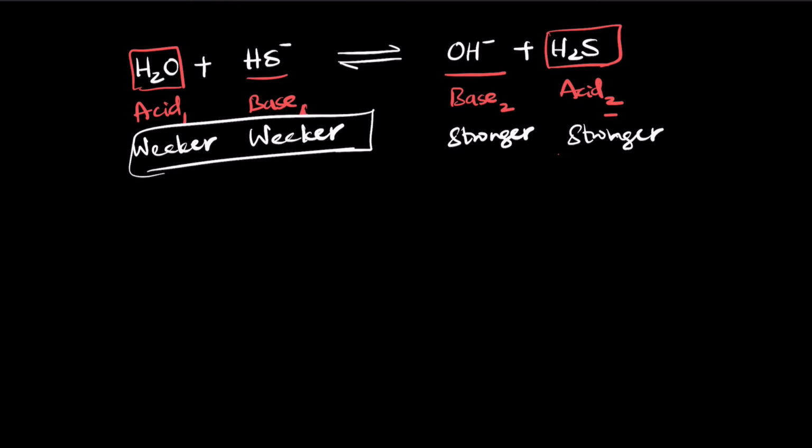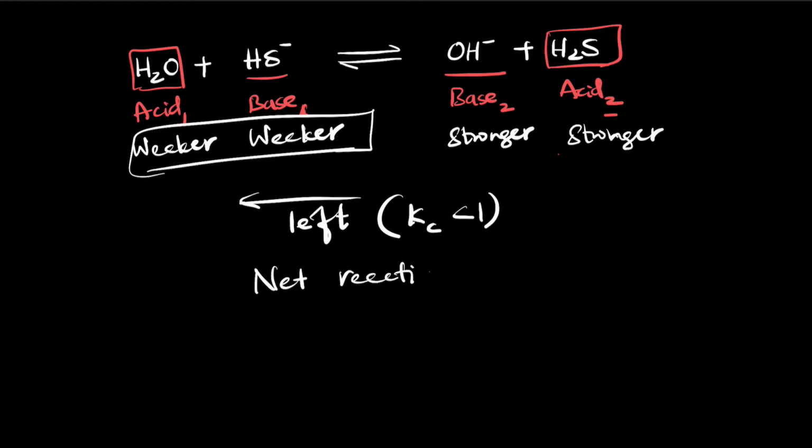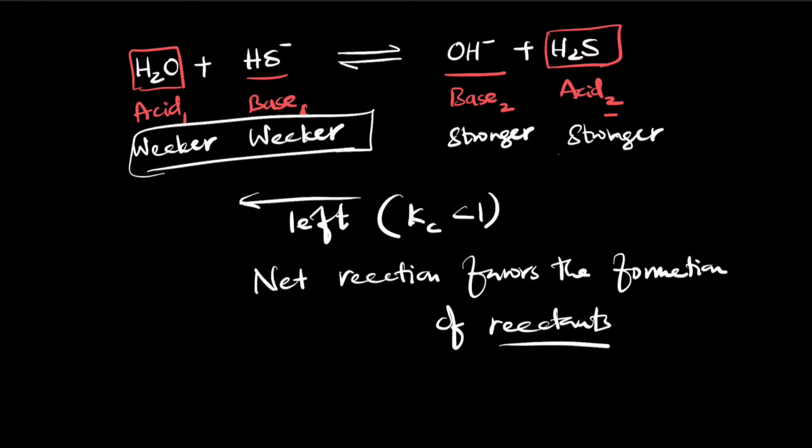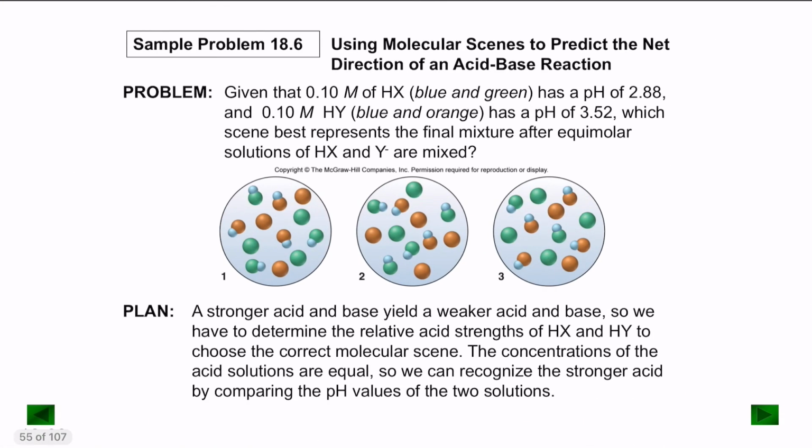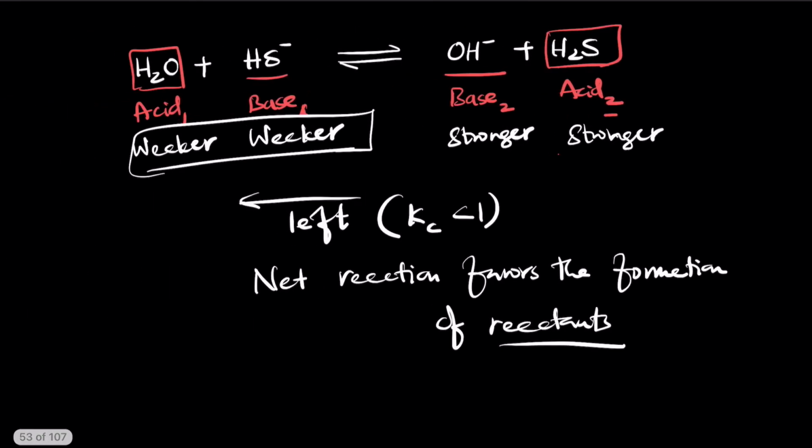So here the reaction goes to the left. Because it's to the left, Kc is less than 1, and the net reaction favors the formation of reactants. So this is the idea behind the Bronsted-Lowry definitions of acids and bases, using those definitions and determining the behavior of the acids.